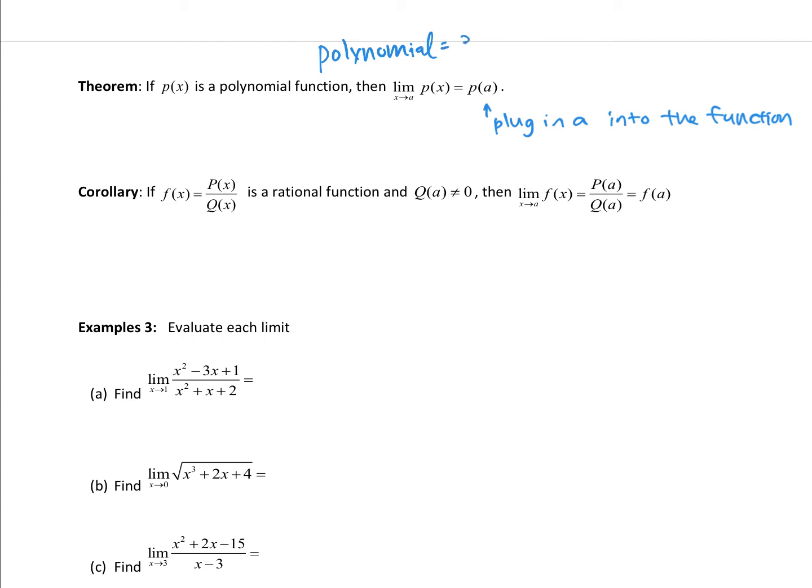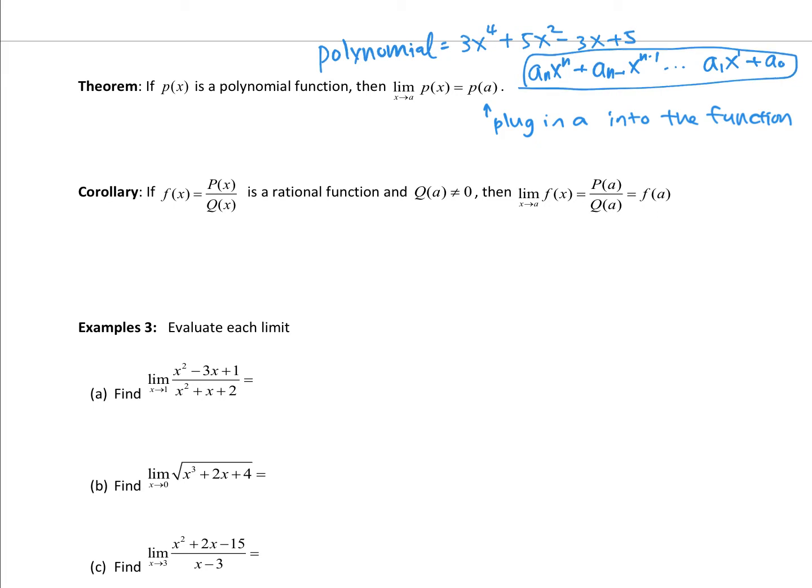For example, it looks like 3x to the fourth plus 5x squared minus 3x plus 5, whatever. So it's all just a number times x to some power. Generally speaking, it would be a_n x to the n power, a_(n-1) x to the (n-1) power, all the way to a_1 x to the 1 power plus a_0, which is just a number. So it looks like this: a number times x to the n power, a number times x to some other power, a number times x to the 1 power, and a number.